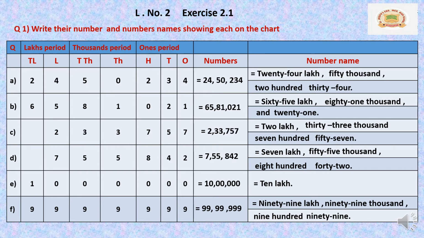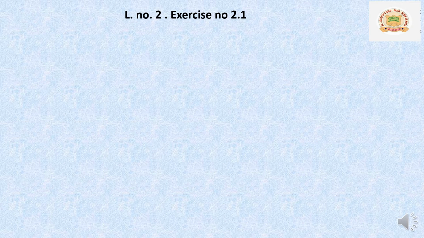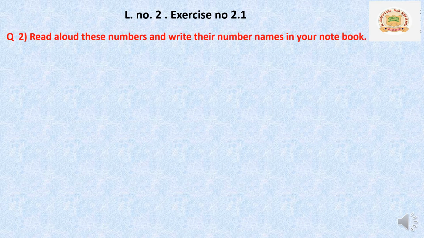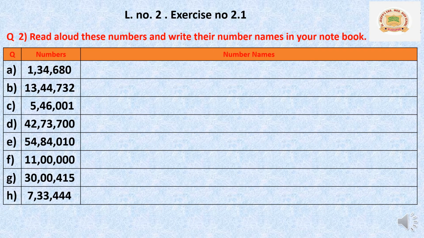Let us move to the next question of the exercise, that is lesson number 2, exercise number 2.1. This is the given question. Let us do the first question, that is read aloud these numbers and write their number names in your notebook. These are the questions appeared on your screen. This is given as the question in the textbook.